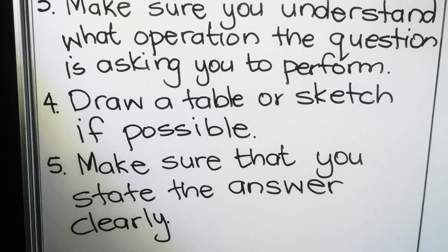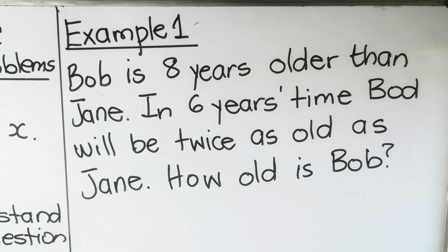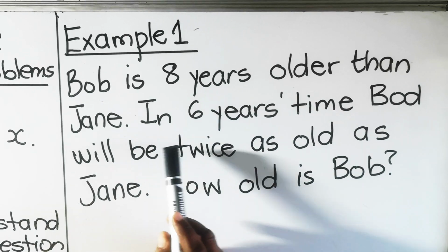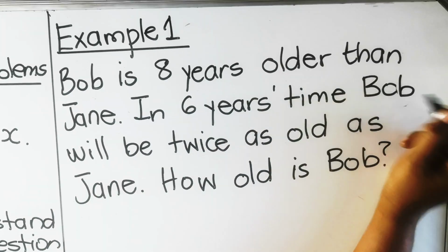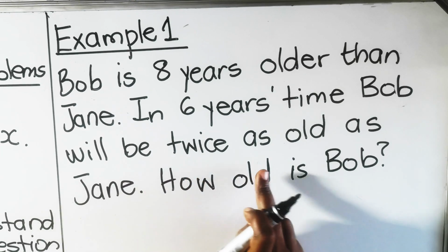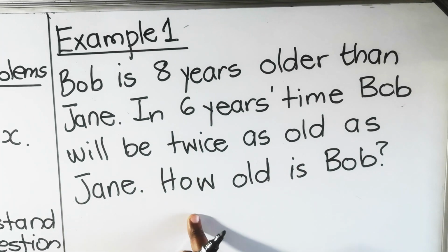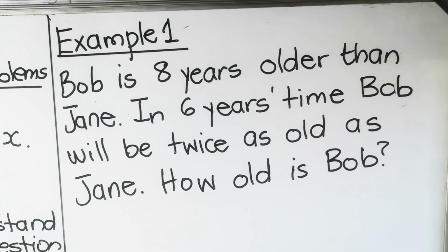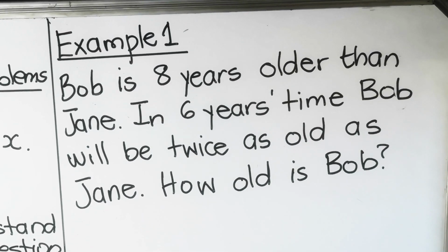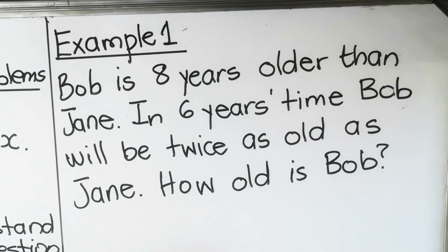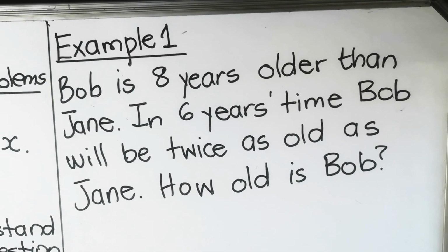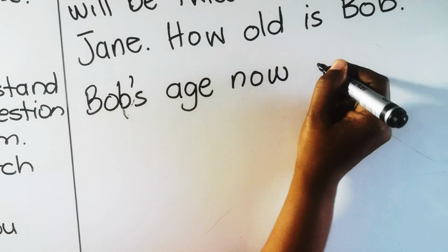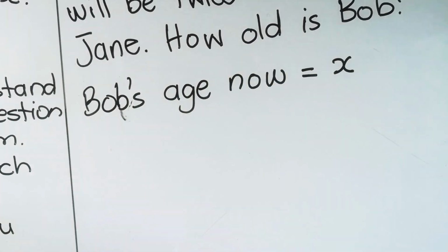Let's look at the example. Example 1 says, Bob is 8 years older than Jane. In 6 years' time, Bob will be twice as old as Jane. How old is Bob? They are asking you Bob's age now. So it means your X will be Bob's age. Okay, let's write that. Bob's age. Now, this is what they've asked you. We'll make that X. Right?